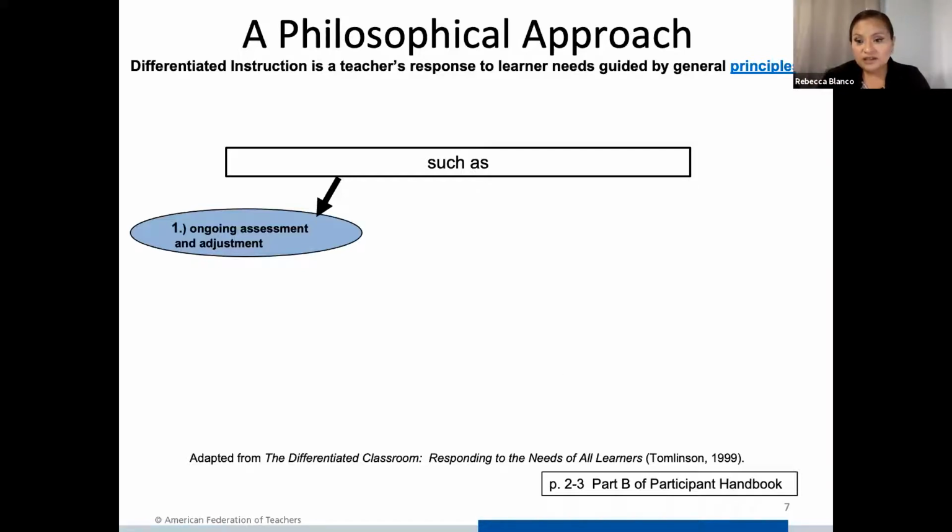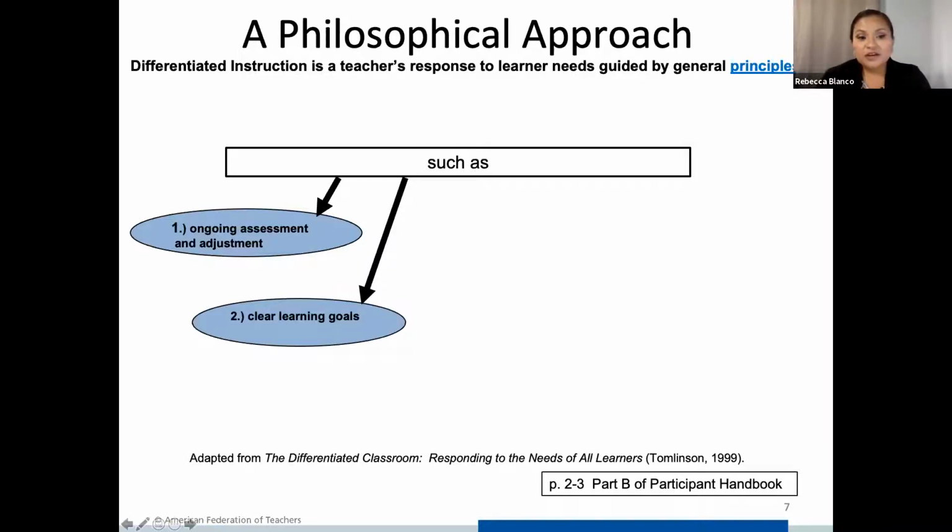This is why we constantly have those beginning of year, middle of year, end of year assessments, and also the holistic, formative, and summative assessments in our classrooms, because we need to know where they're at all times. We need to know who our students are. Otherwise, how can we meet their needs?